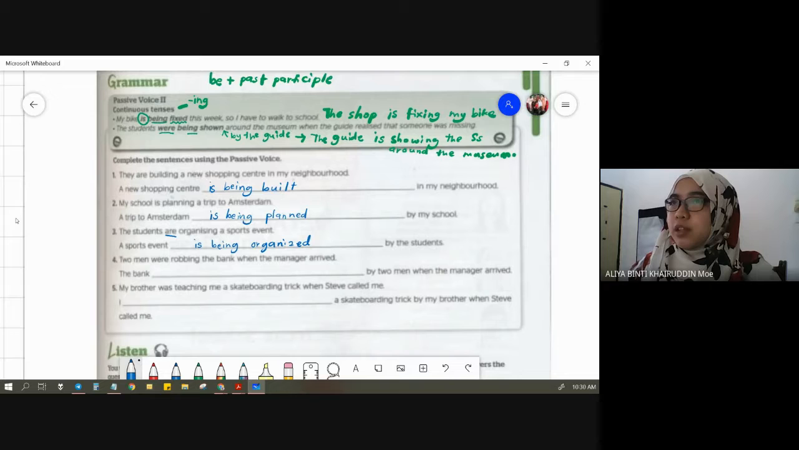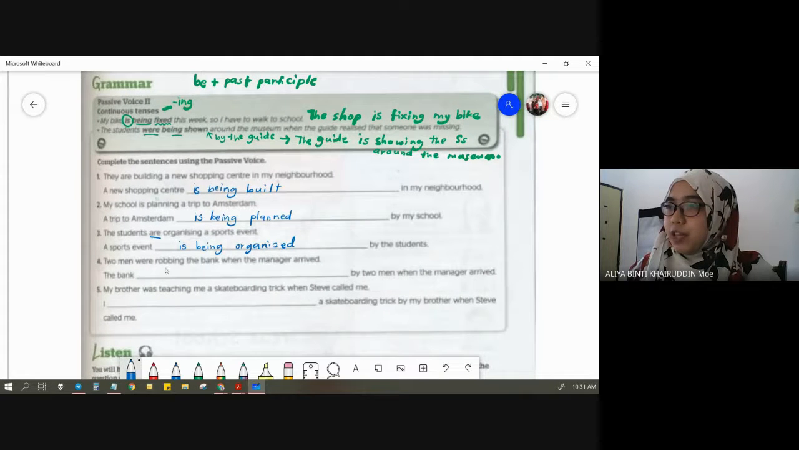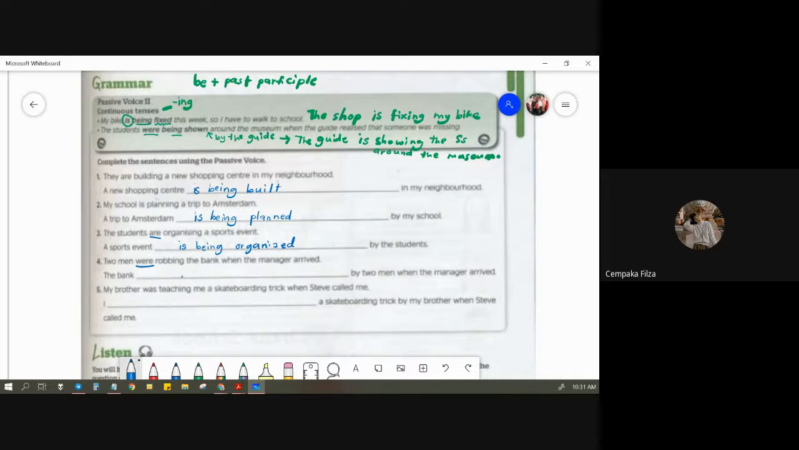This one is quite straightforward, so I think you can do this. Number 4. The bank what? Can anyone tell me the answer? Two men were robbing the bank when the manager arrived. So what is the verb there? This is past tense, right? And then the bank is singular or plural? Singular. So what should we put here as the verb to be? The bank, is it was, were, is, are, am? Which one? Was. Yes, very good. Was.